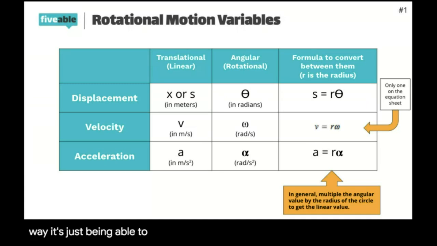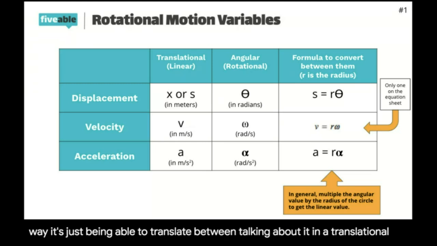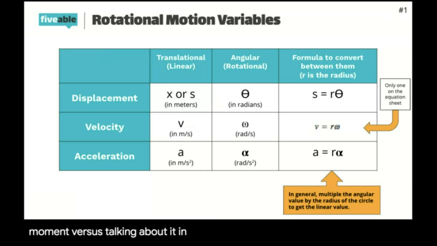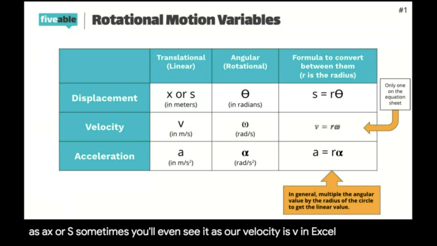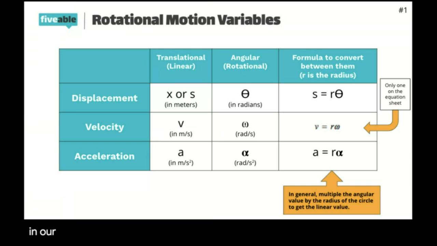It's just being able to translate between talking about it in a translational moment versus talking about it in a rotational moment. So our kinematics values are the first example of that. In previous crams, specifically the first one, we talk about displacement, velocity, acceleration. We symbolize displacement as x or s. Sometimes you'll even see it as r. Velocity is v and acceleration is a. And our units there are always meters and some combination of meters and seconds, right?